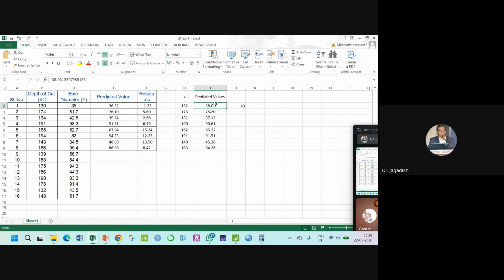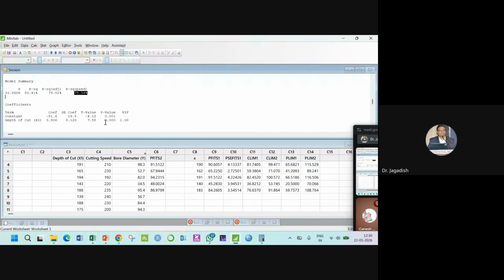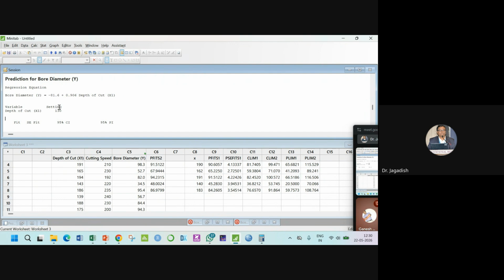If the predicted R square value is a bit less, you may not exactly match the values we get from the prediction equation with the experimental values. That's what I was trying to explain to you. And here the regression coefficients and prediction values are given, with the standard fit and the CI as well as the PI.